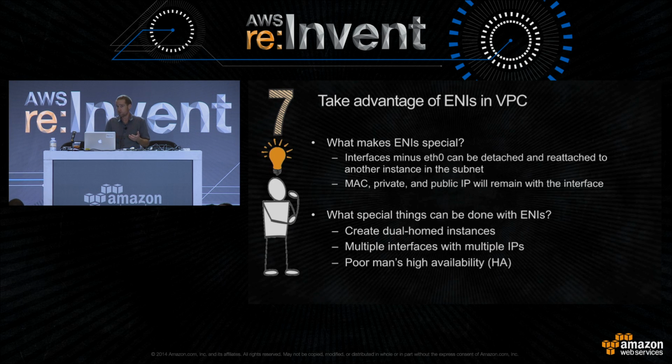I can also have multiple interfaces on a particular instance, so with multiple IPs. Let's say I'm running an instance and I need a ton of IP addresses, a ton of public IPs on that. Well, one interface can only handle a certain number of IPs, but I can add multiple interfaces and actually add multiple IPs to each interface, and then I can grow the number of IPs I can have across that instance overall. Lastly, we're going to talk about something called poor man's high availability, or that's my name for it. Maybe not the best name, but we'll talk about that on the next slide here.